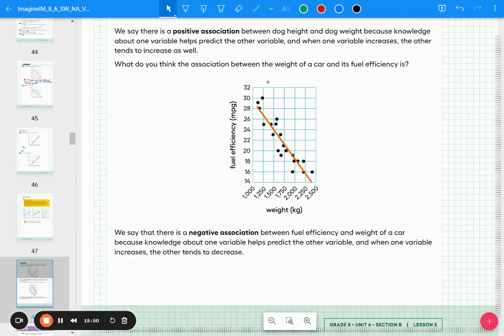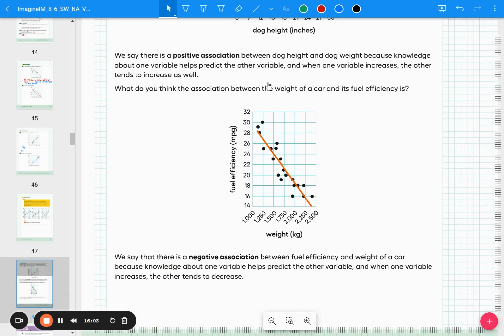Well, we say this is negative because the slope of this line is negative between fuel efficiency and weight of a car, because knowledge about one variable helps predict the other variable, and when one variable increases, the other tends to decrease. This phrasing here: when one variable increases, the other tends to increase. That's a positive association. And a negative association, when one variable increases, the other tends to decrease. So positive slope lines, one variable increases, the other tends to increase as well. Negative slope lines, one variable increases, the other tends to decrease. That's all we got.